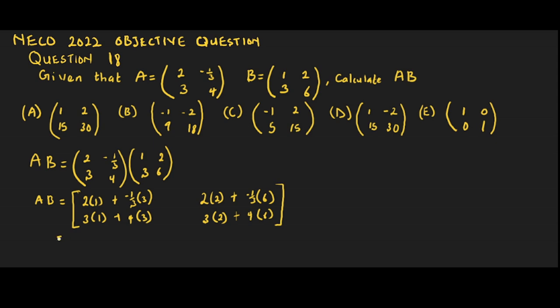Here we are going to have 2 times 1, 2. Here 3 will cancel 3, plus times minus 1, we are going to have minus 1. Then we have 3 plus 4 times 3, 12, so plus 12. Here we have 2 times 2, 4. 3 divided by 6 will give us 2. We have minus 1 times 2, which is minus 2. Then we have 3 times 2, 6, plus 4 times 6, that will give us plus 24.